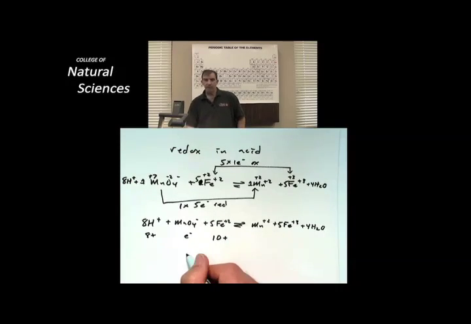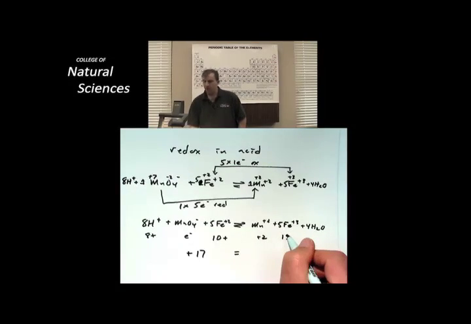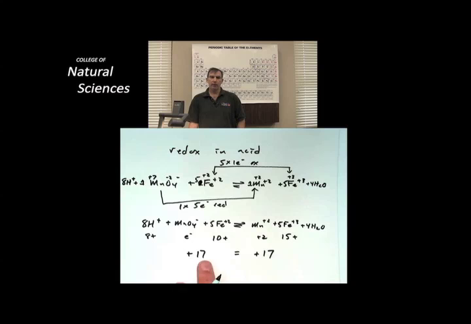Does this equal plus 17 over here? That's a plus 2 there, and a 5 times 3 is 15 there. What do you know? 17 on this side as well. Somehow, out of all of this, the plus 17 equals the plus 17. I have balanced this redox reaction.